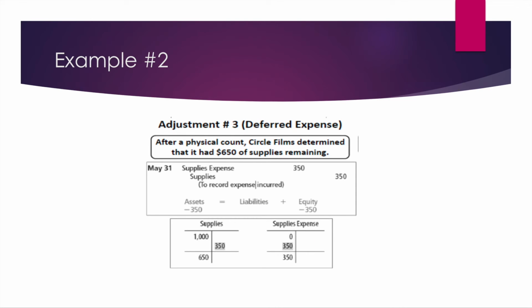Here you can see an example of deferred expense. After a physical count, Circle Firms determines that it had $650 of supplies remaining. Here you can see the asset account, supplies, is decreased by $350, and the related expense account is adjusted up by $350. Therefore, assets, liabilities, and equity equal zero.